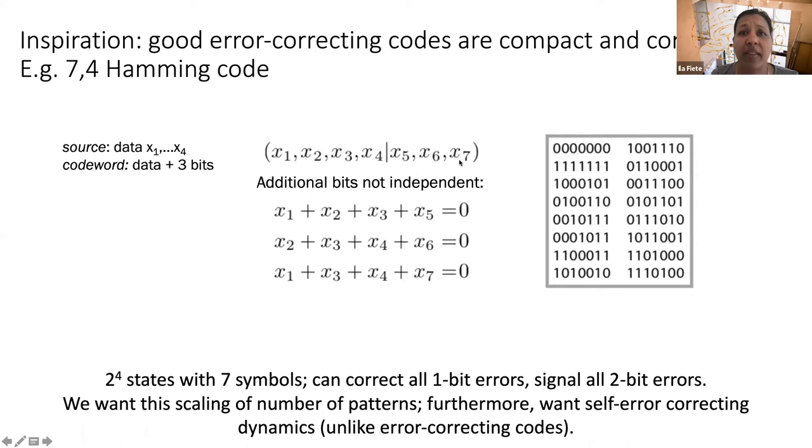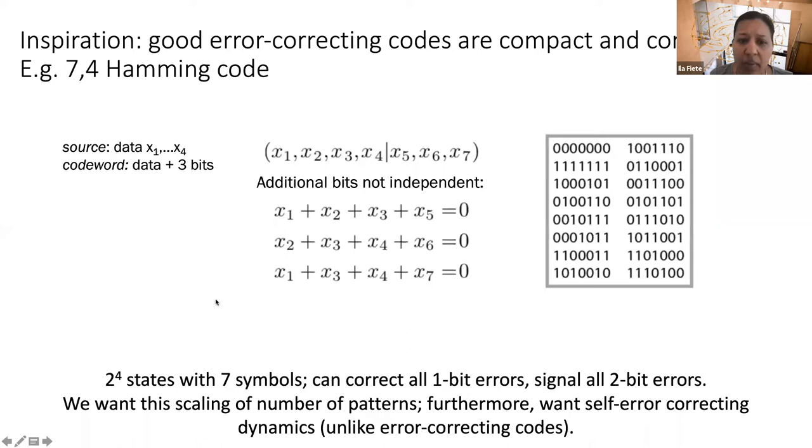Basically, these bits are not independent of one another, and that's what permits us to do error correction on the bits. The way this non-independence is imposed is by 3 constraint equations. So we've got these 3 extra bits, and they satisfy these 3 constraint equations, which relate all the bits to one another. So here are your 3 equations, and here's the set of all the Hamming code words, which are vectors that satisfy all of these constraint equations. With this construction, we can create 2^4 coding states using these 7 symbols.